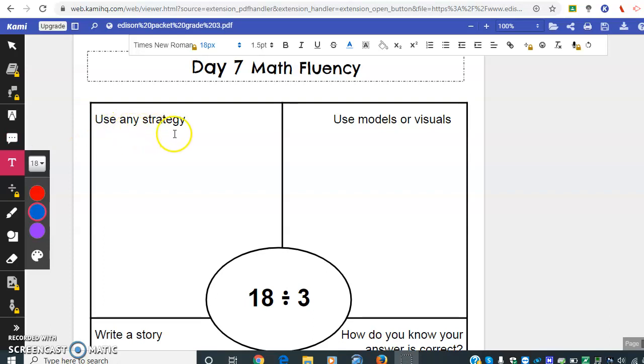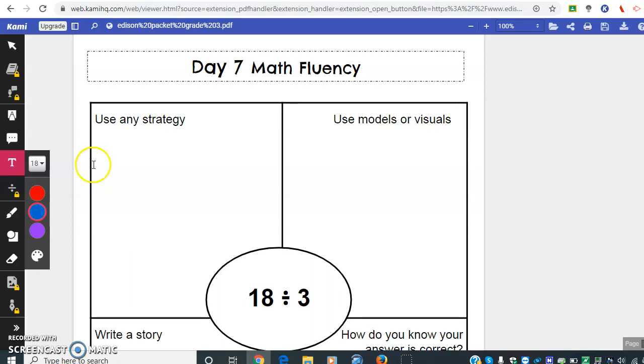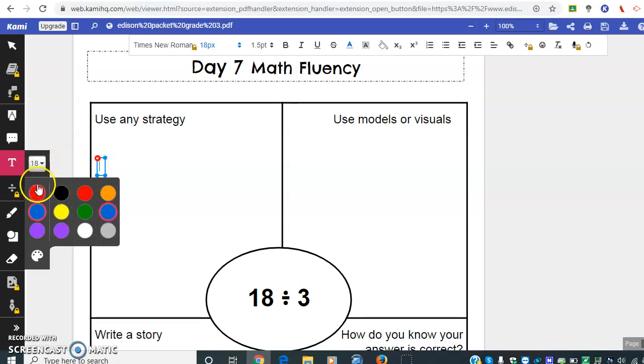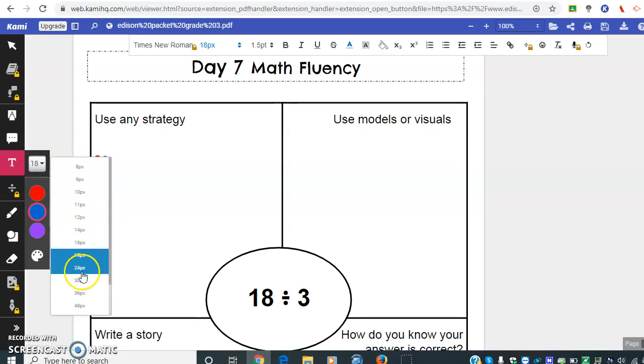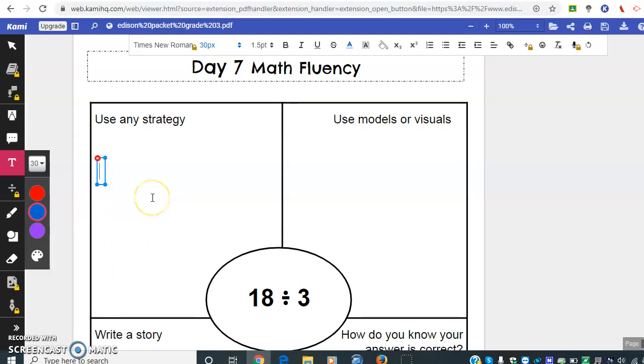So for my use any strategy, since I know I'm going to be doing models over here, I'm going to go ahead and use skip counting for my any strategy. Since I'm doing 18 divided by 3, I know that I can count by threes until I get to 18 and solve it that way. So I'm going to go ahead and write some threes, stopping when I get to 18.